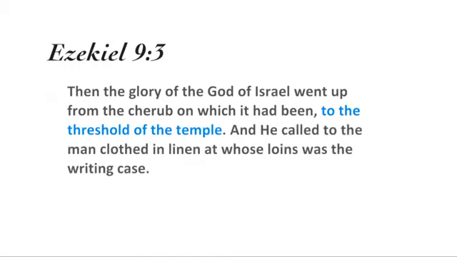In Ezekiel 9, he saw the glory of God leave the Holy of Holies and move to the threshold of the temple. Then the glory of the God of Israel went up from the cherub on which it had been to the threshold of the temple, and he called to the man clothed in linen at whose loins was the writing case. The chapter indicates that the judgment will start to fall as soon as the glory leaves.